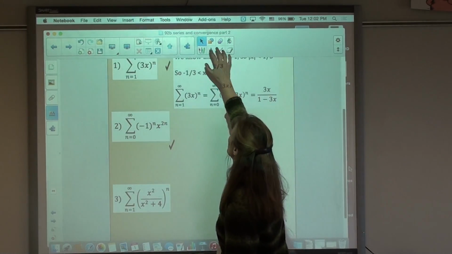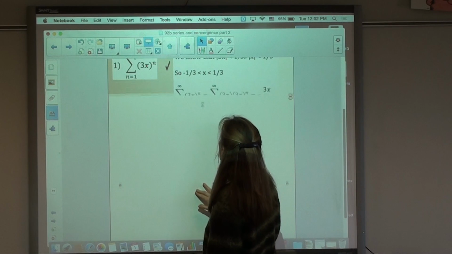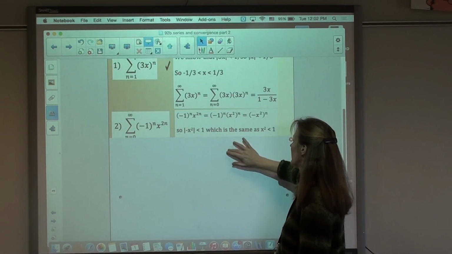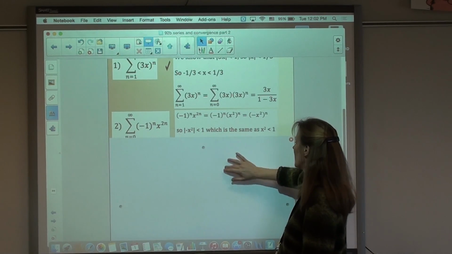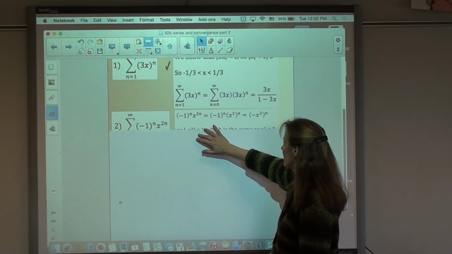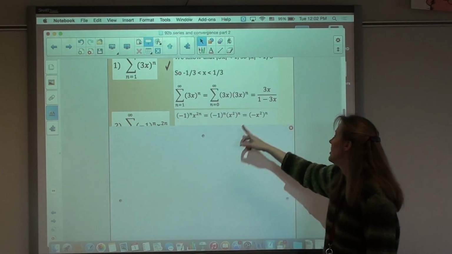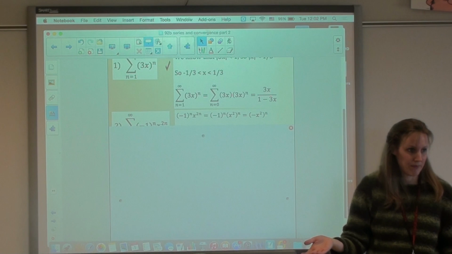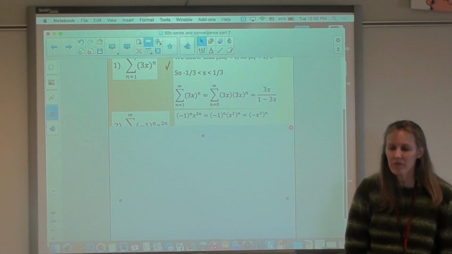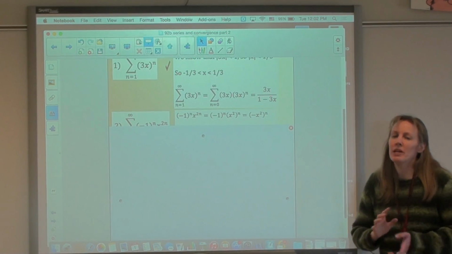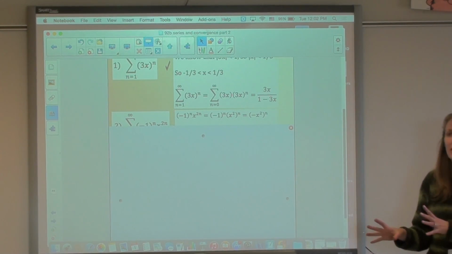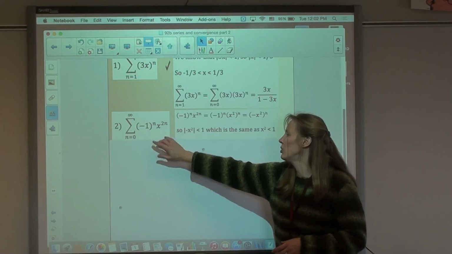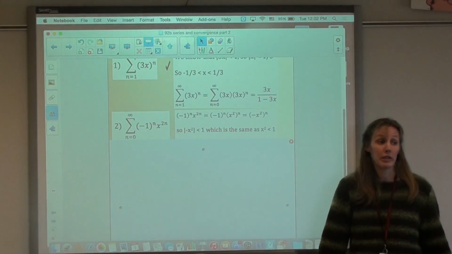So for this first one, if you want to write it as something to the n, you end up with negative x squared to the n. Does that make sense? When you're setting up inequalities, if you have a negative 1 to the n in your function, in your rule, the -1, you can ignore it.